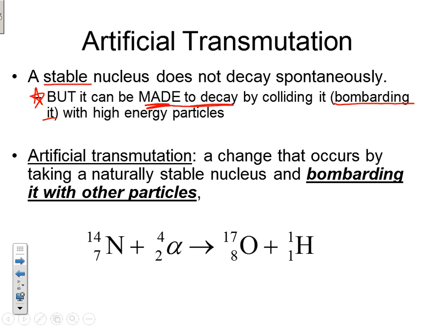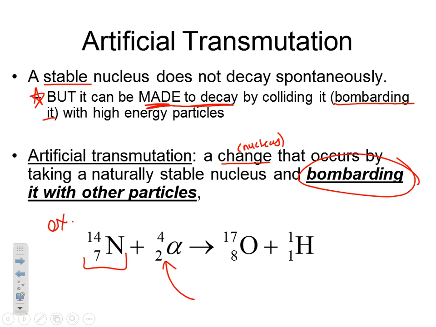So artificial transmutation is a change, right? We're changing the nucleus. That occurs by taking something that's stable on its own and throwing other high-speed particles at it, bombarding it with these other particles. So, for example, this is an example of artificial transmutation, because this is our stable nucleus, this nitrogen 14, and then this is the alpha particle that we are bombarding it with.